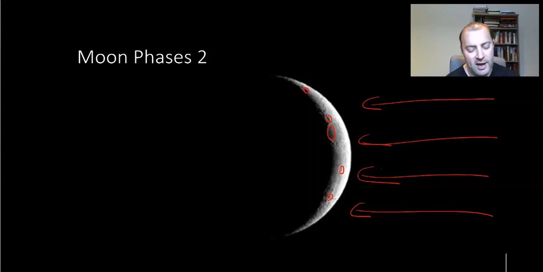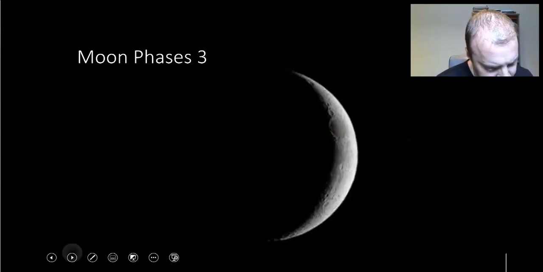So the light source, the sun in this case, is probably somewhere in the screen, but also off to the right of the moon a little bit. Okay, so that is what we're seeing there. All right, let's go on to the next one. We'll eventually start moving through these a little bit faster.